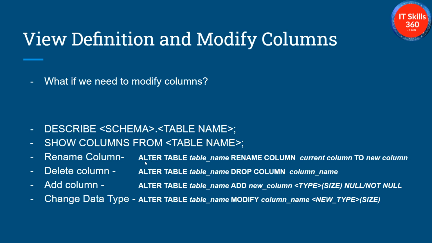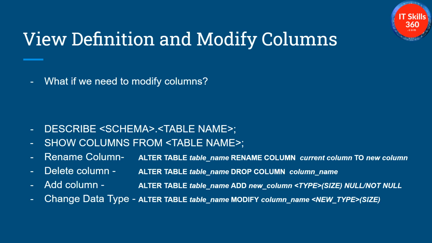So the command is ALTER TABLE. These are keywords, so that's why I have put it in capitals. ALTER TABLE, and then the actual table name, then we say RENAME COLUMN. This is a keyword again, so in capitals, RENAME COLUMN, then the actual column name, which is the current column name, and then you again use the keyword TO, meaning from what to the new one, which will be the new column name.